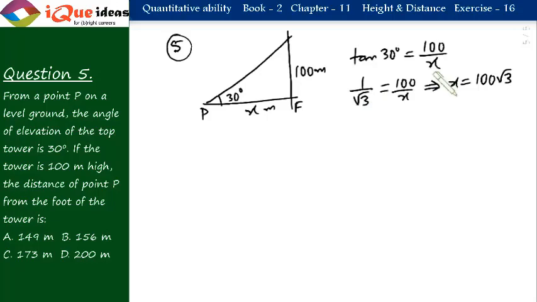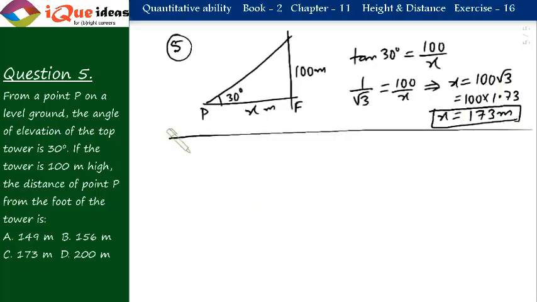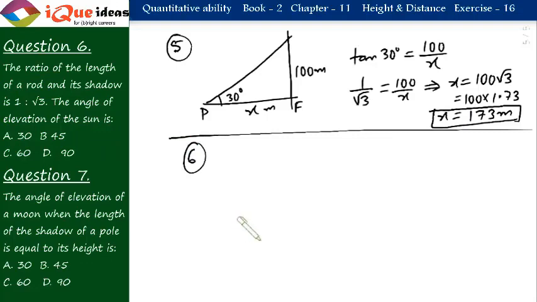Now the value of root 3 is 1.73. So 100 into 1.73, which is 173 meters. So this is the required value of X, or this is the distance of P from the foot of the tower, 173 meters. Question number 6.